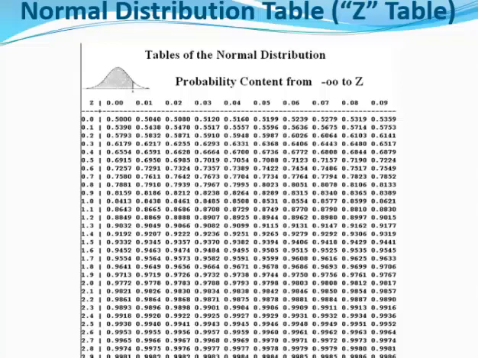If I ask you what's to the left of 2.78, well, then I'd have to go down here, 2.7, and go all the way to 8 over here, which would be 0.9973, or 99.73%.